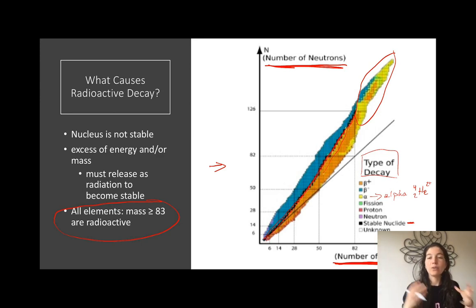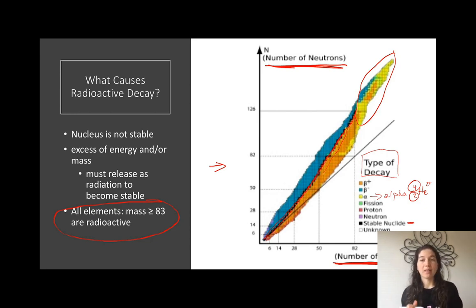Because of their weight, their nucleus is just unstable, and so they tend to emit things like alpha particles in order to reduce the number of neutrons and protons, because we can see that that happens here. Whenever a helium nucleus is let off, we lose 2 neutrons and 2 protons, which is a very effective way for an atom to decrease its mass.